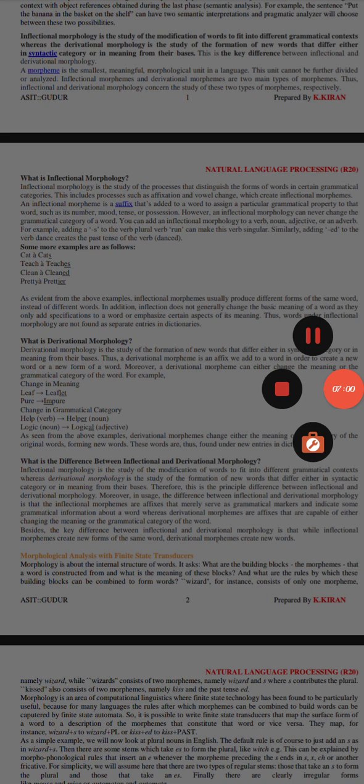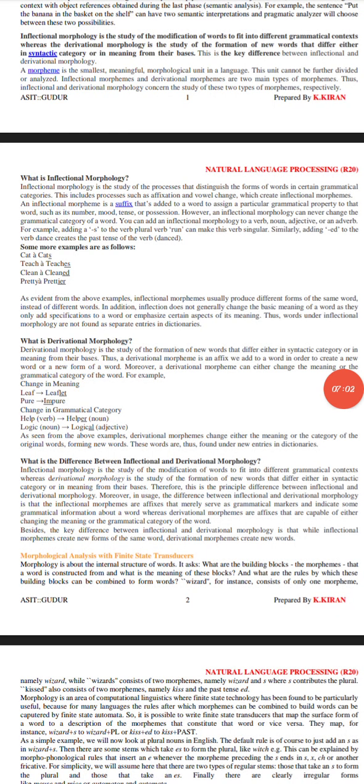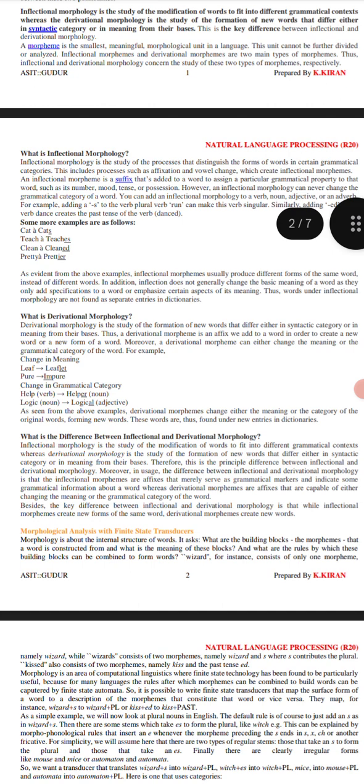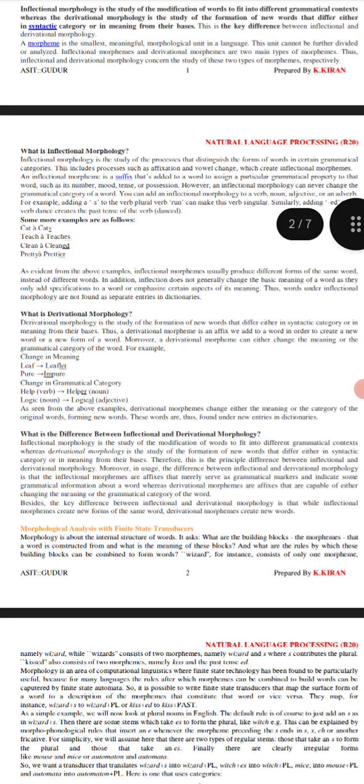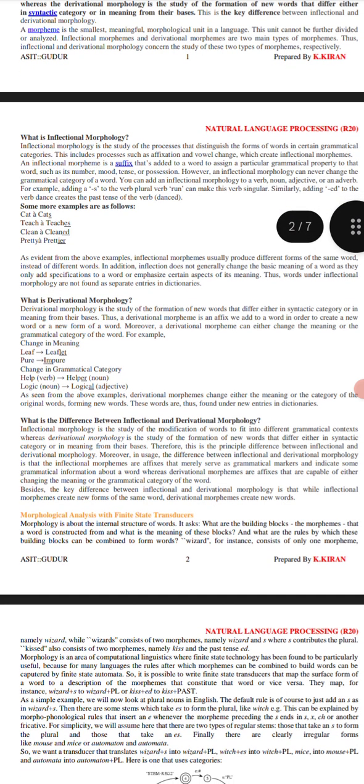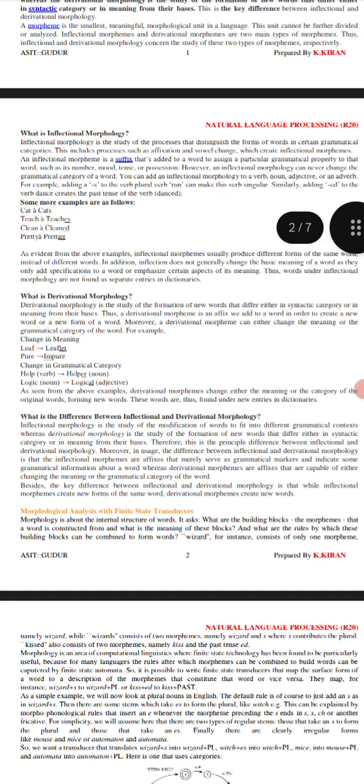Next, what is the difference between inflectional and derivational morphology? Inflectional morphology is the study of the modification of words to fit into different grammatical contexts, whereas derivational morphology is the study of the formation of new words that differ either in syntactic category or in meaning from their basis. Therefore, this is the principal difference between inflectional and derivational morphology.